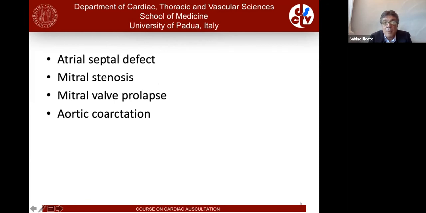Okay, so these are the possible questions, and as you see, they are atrial septal defect, mitral stenosis, mitral valve prolapse, and aortic coarctation. Please vote.